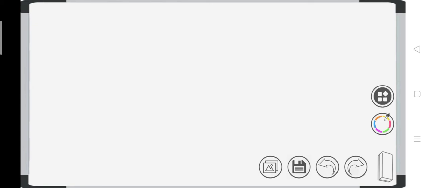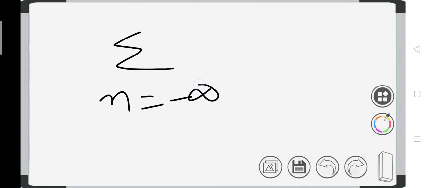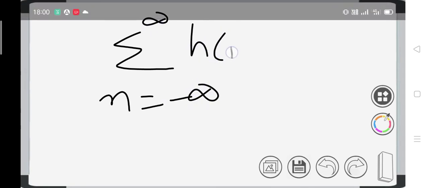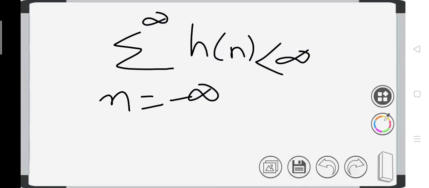Here we also have one condition, the necessary and sufficient condition for a system to be stable. This is a very important condition: the summation from n equals minus infinity to infinity of the magnitude of h of n is less than infinity. This is a very, very important condition for systems to be stable or unstable.